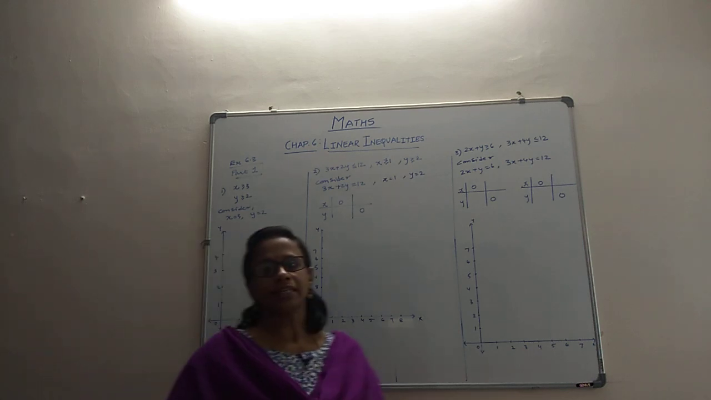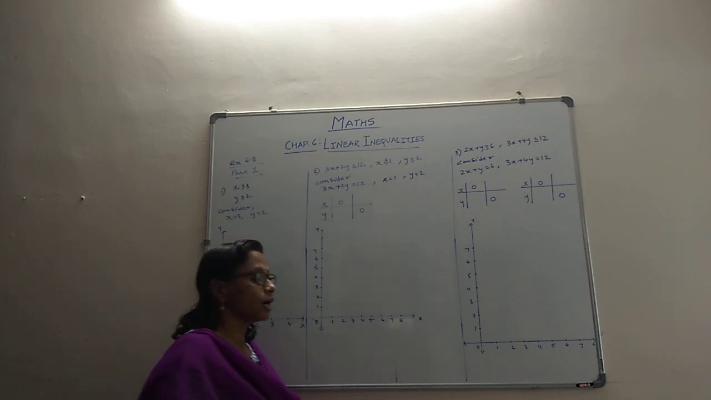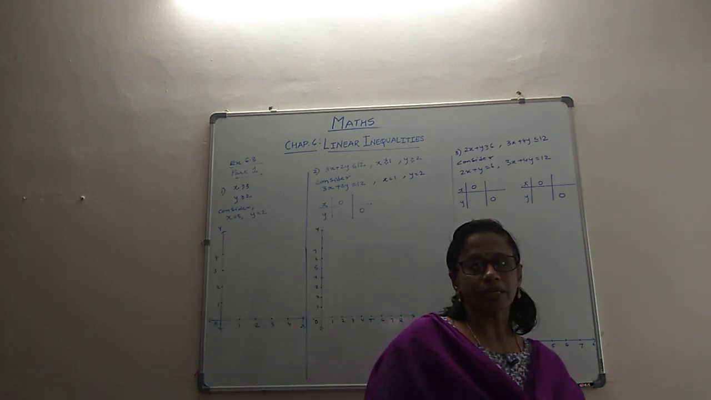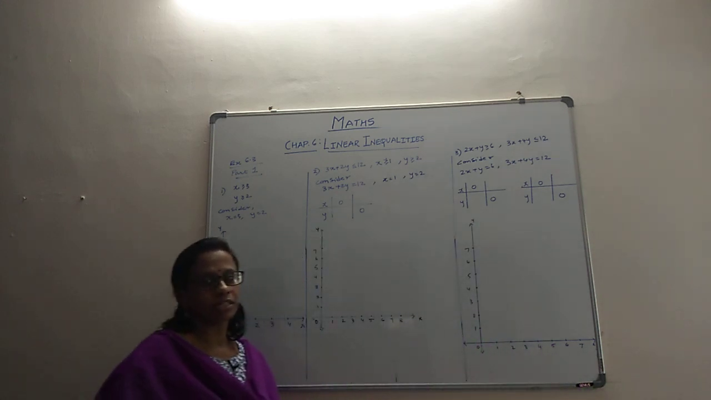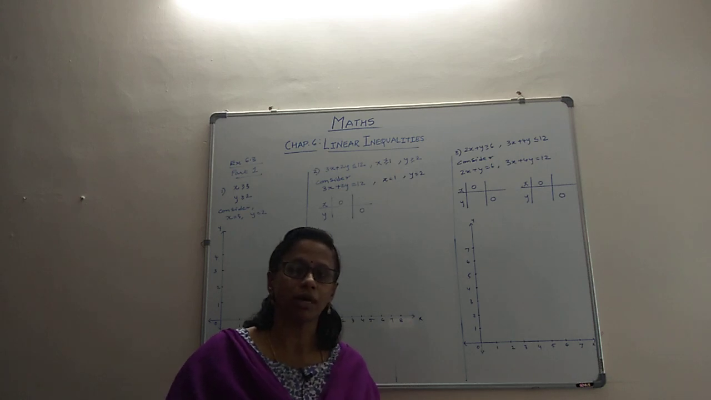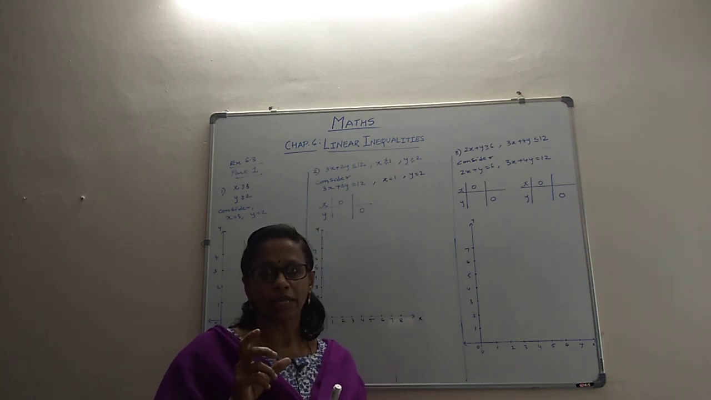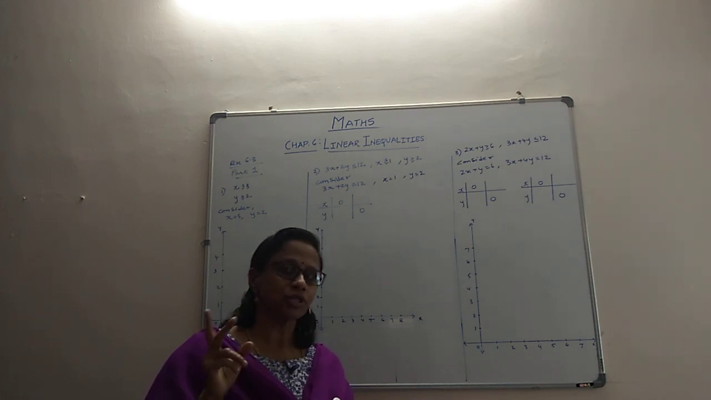Hello folks, we are taking the exercise 6.3 and this is going to be our part 1 video. As compared to what we did in the previous video, there is a bit of change over here. In the previous video, in the first exercise we took up an inequation with one variable, then we started taking up an inequation with two variables.